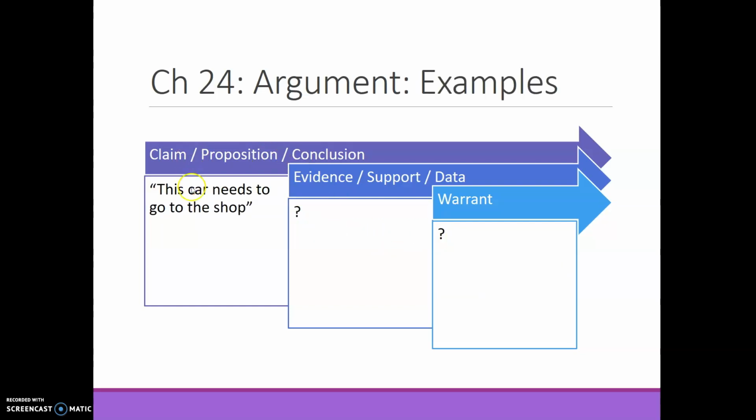For example, here's a claim. This car needs to go to the shop. What would be some evidence to support that? Well, we would each have our own different examples maybe of the evidence that support it. It could be because the muffler sounds bad. The check engine light is on. The something on it is out of date.